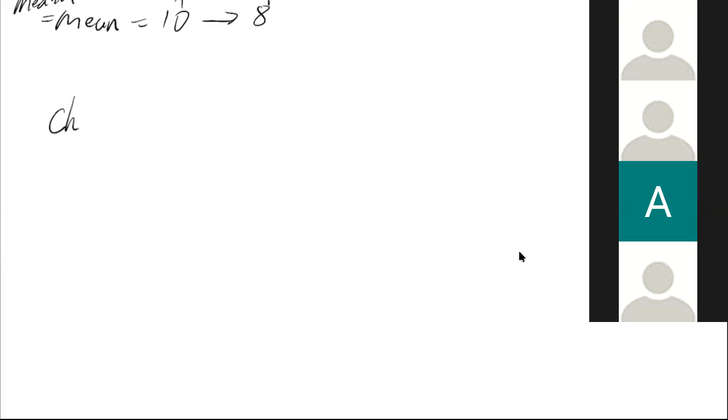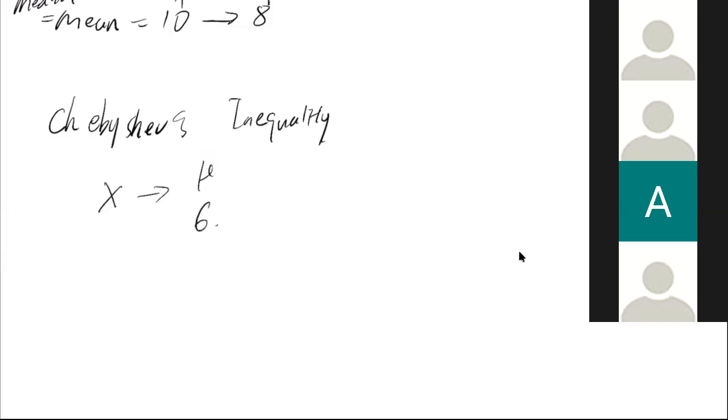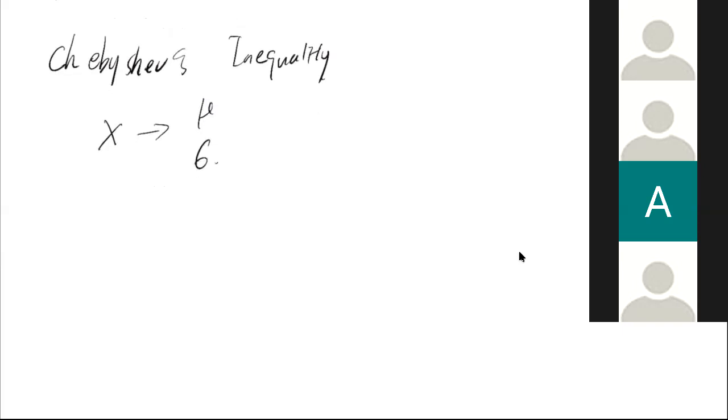Last Friday, we went through Chebyshev's inequality. So what is Chebyshev's inequality? If X is a random variable with a distribution, we know that it has a mean and a standard deviation, and we're basically bounding the area for any distribution.